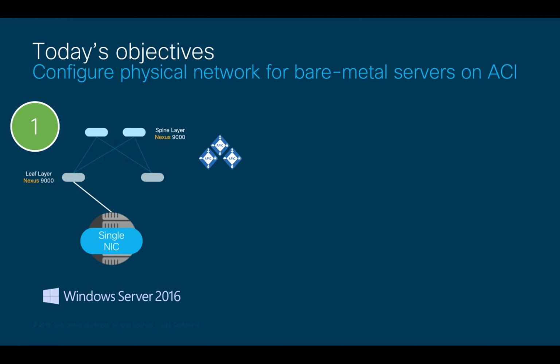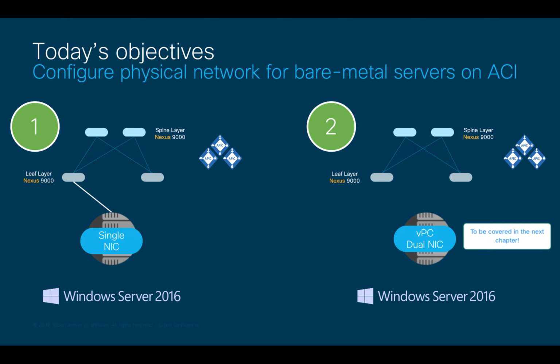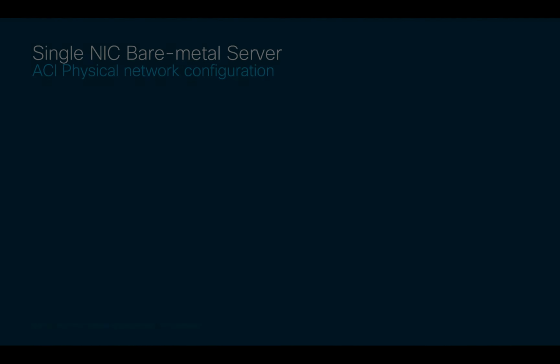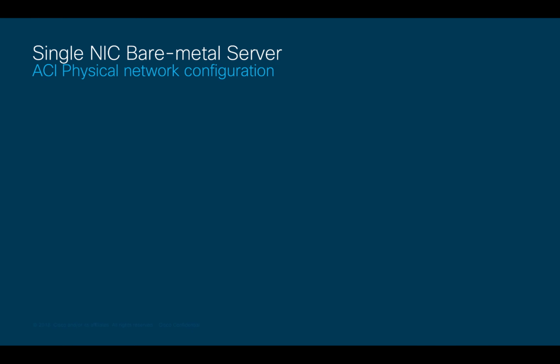In our case, we are running a server with Windows 2016 attached to an ACI leaf. In the next chapter, we will also cover how to perform a bare metal server connection with virtual port channel, so stay tuned. If we remember, the very first question is, what do I want to connect to ACI?